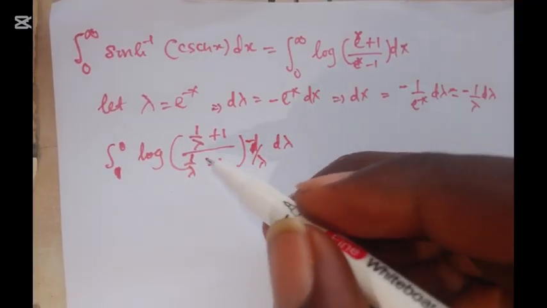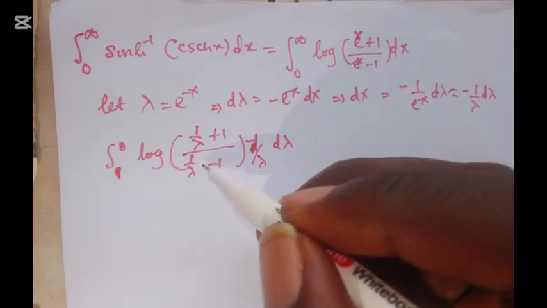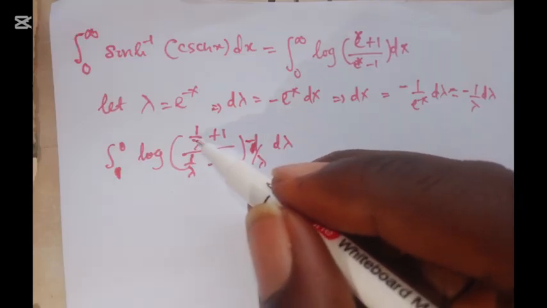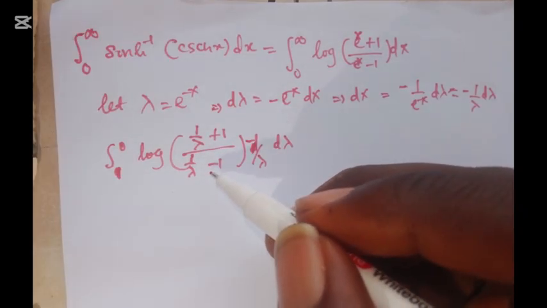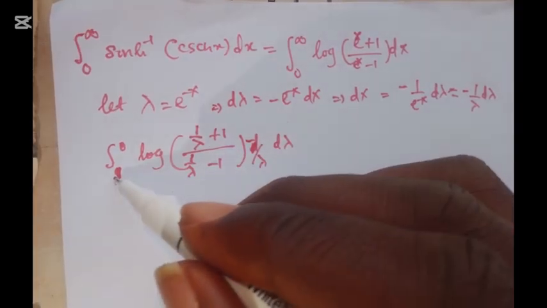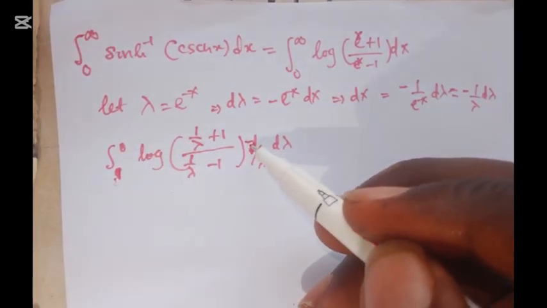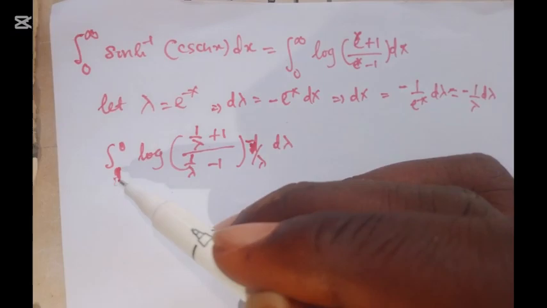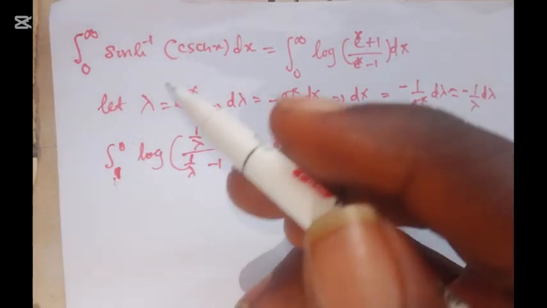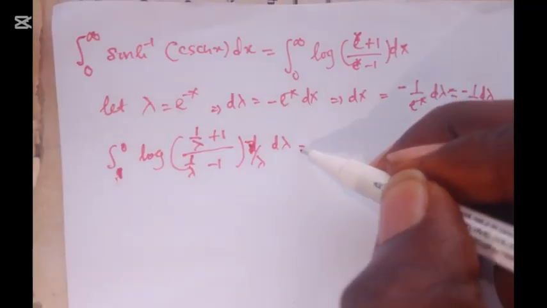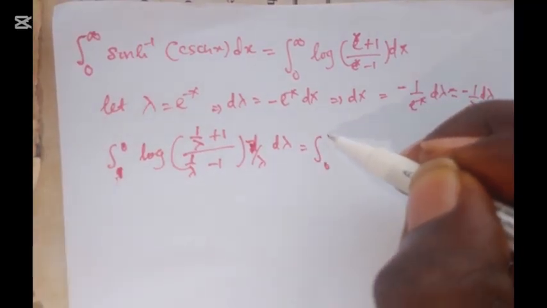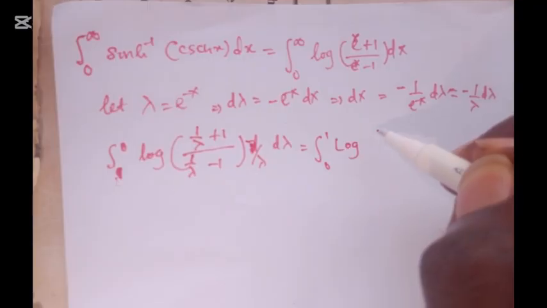Now this is what you're going to do. This is your logarithm. You can multiply both the numerator and the denominator by lambda. And before that, we can switch these limits because of this negative sign. If we switch the limits, this negative sign we move out. So we're going to have the integral from 0 to 1 now. So this will be equal to the integral from 0 to 1 of log.